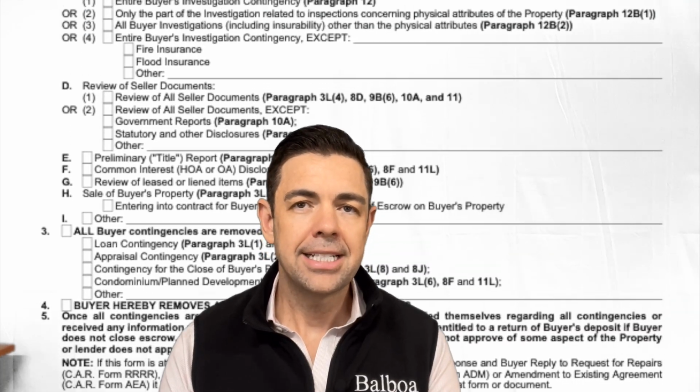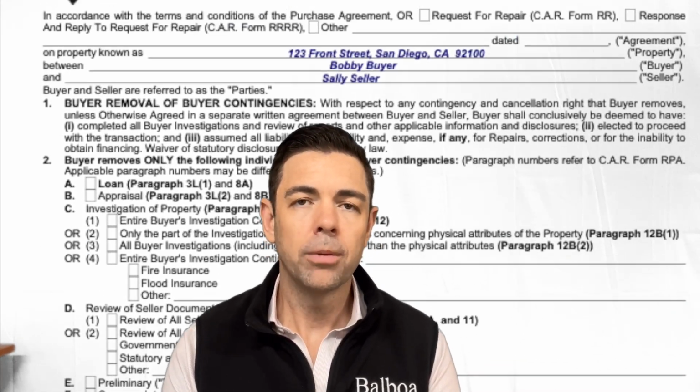Now, it's important to note that a contingency doesn't just magically expire and disappear. It must be removed in writing. A buyer must send a CR form, contingency removal form, to the seller stating that they're removing the contingencies. Only then does the deposit become non-refundable. Once that happens, the buyer can't back out and the buyer must close escrow. If they don't, they will very likely lose their deposit. The seller can take their deposit at that point.